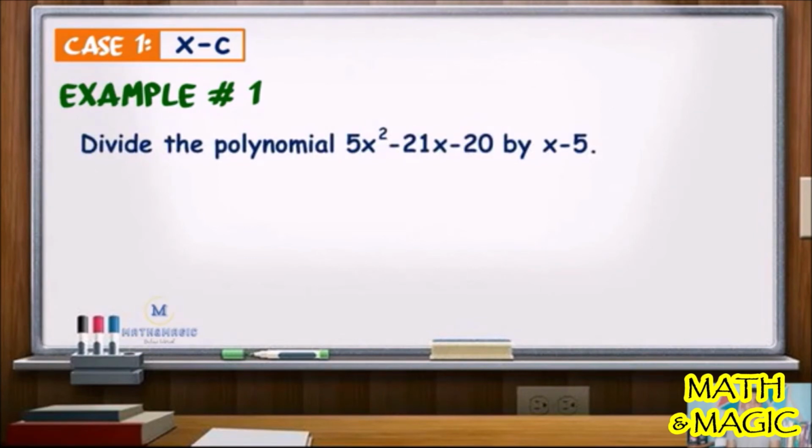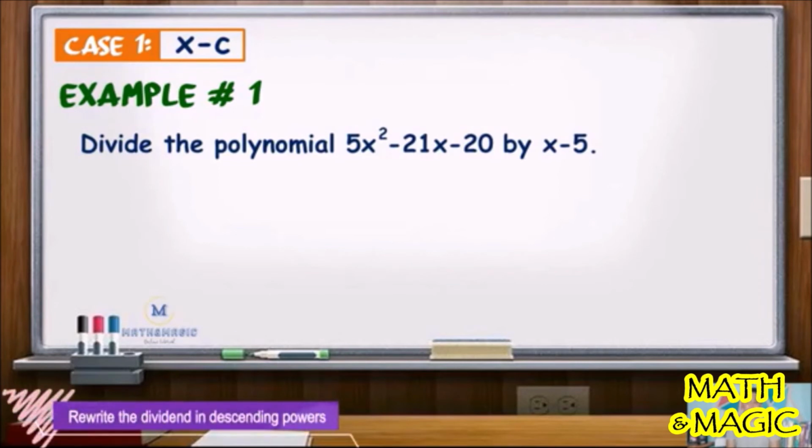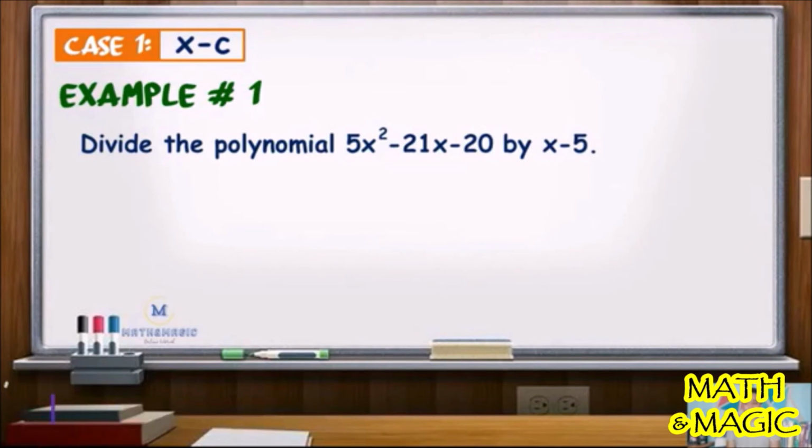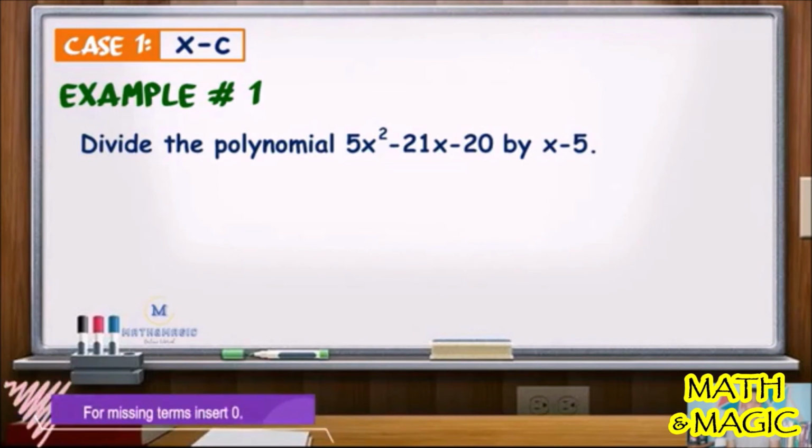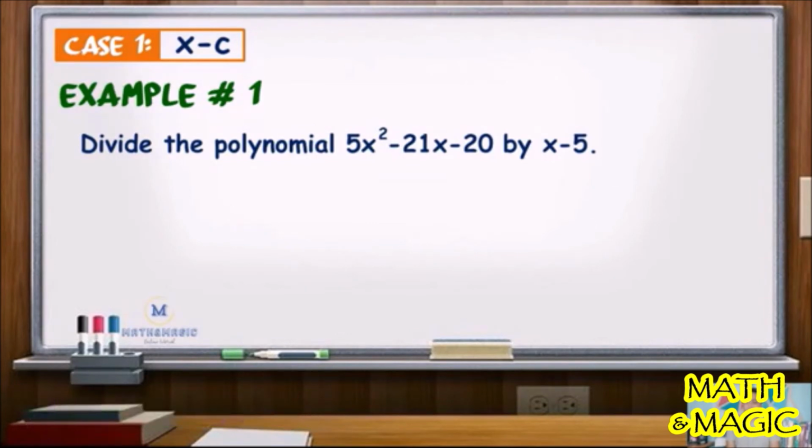To divide polynomials using synthetic division, first, we will rewrite the dividend in descending powers, from the biggest exponent down to the smallest. And then for missing terms, we have to insert 0. Take note, only the numerical coefficients are written. So for this example, first we write 5, next negative 21, then negative 20.